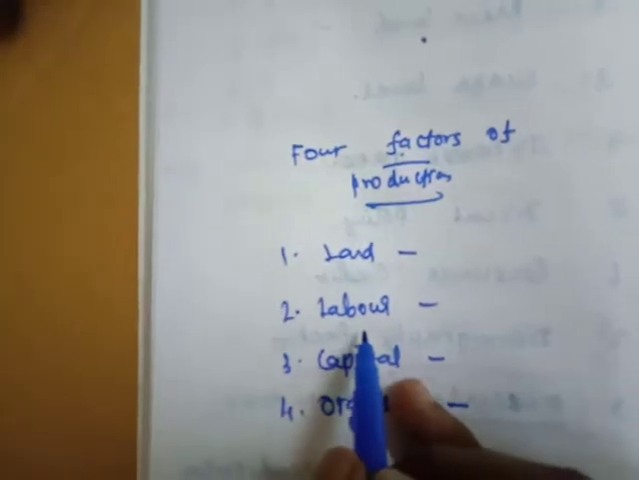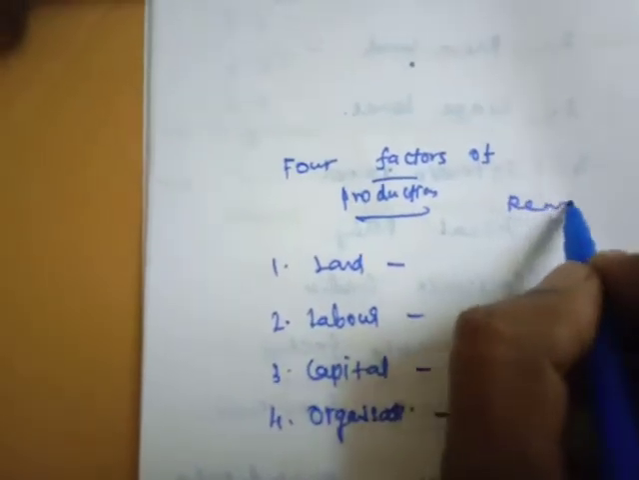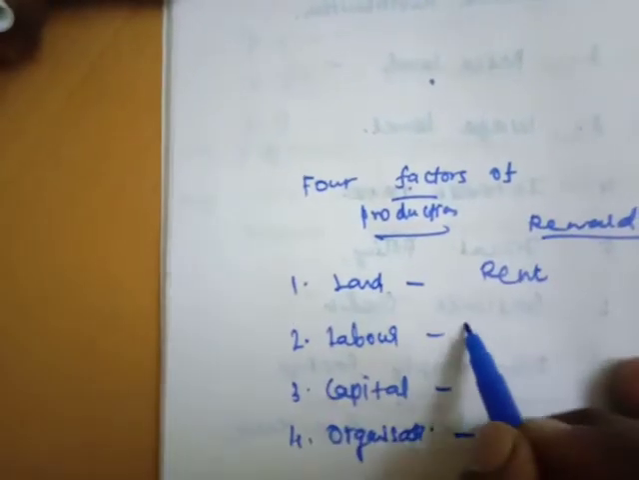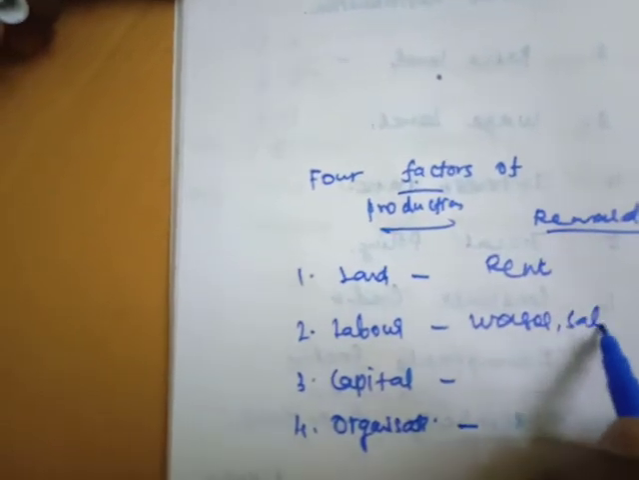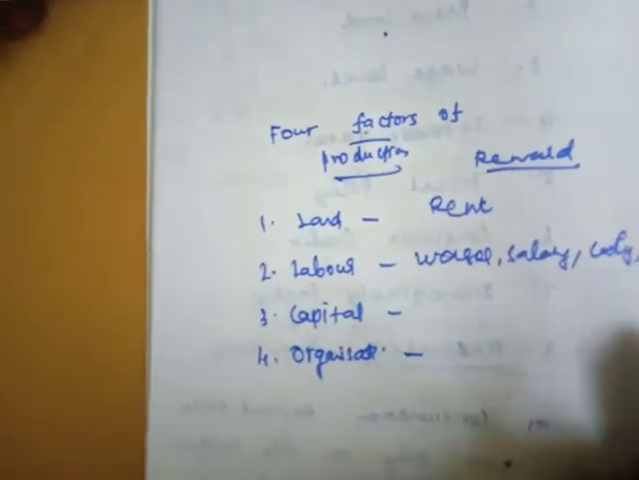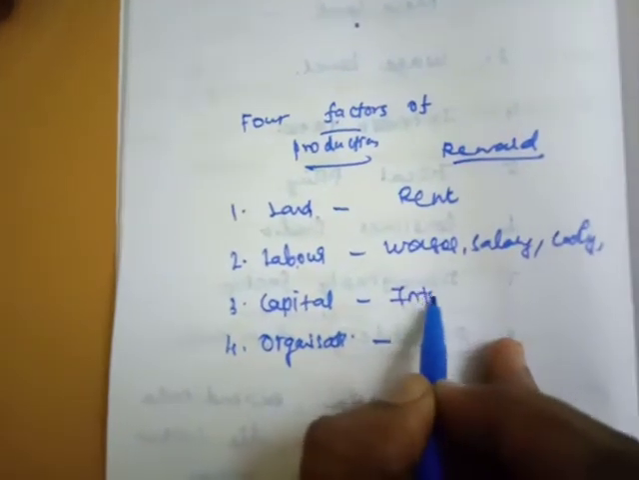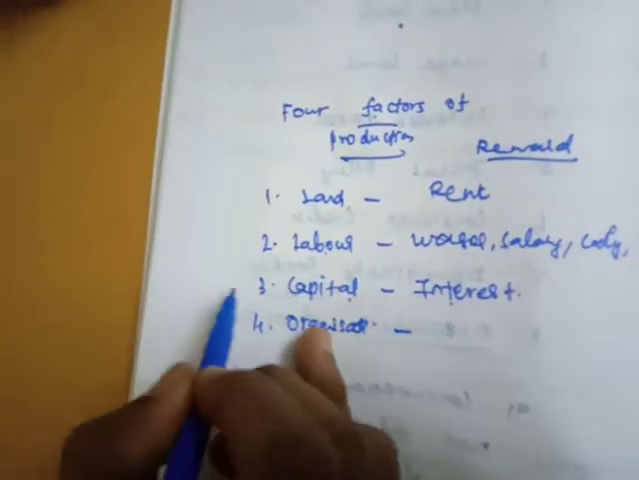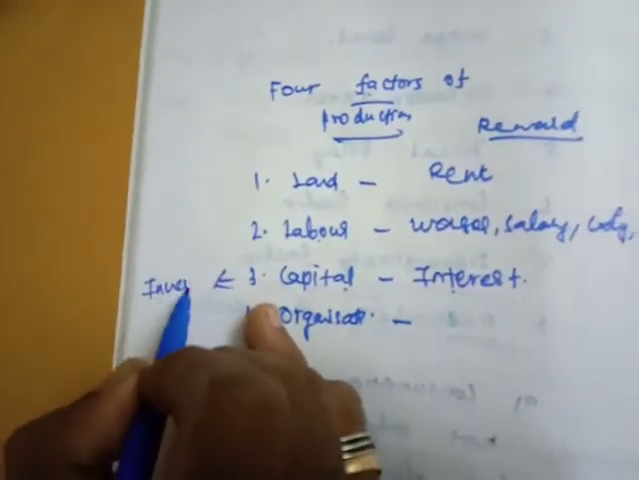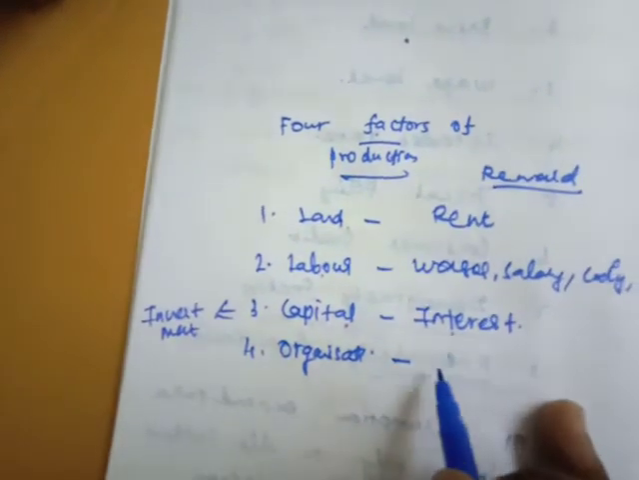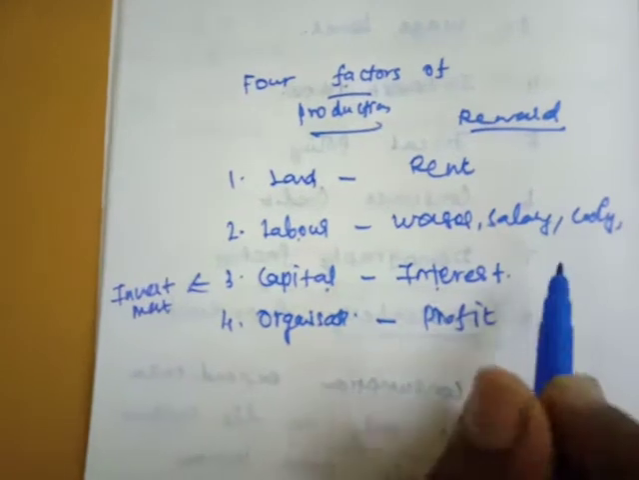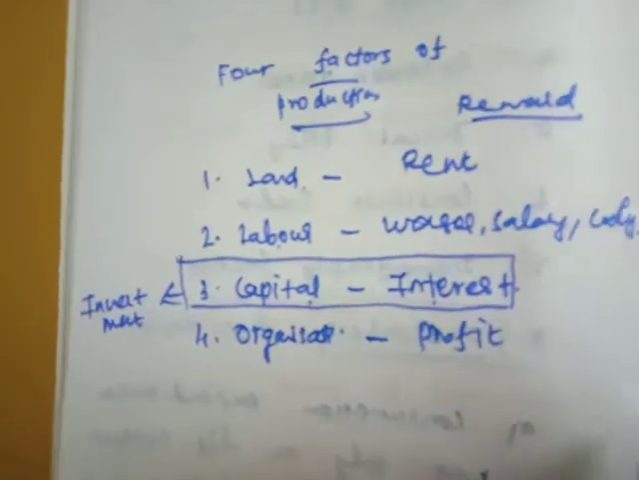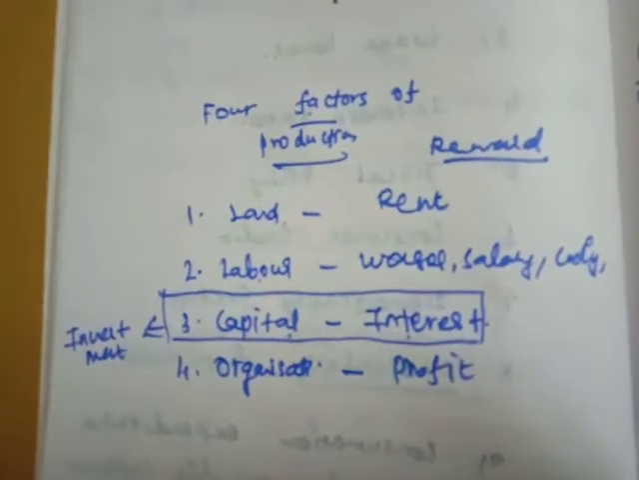These are the factors of production, and we give a reward for each of them. Rent is the reward for land; wages, salary, or coolie is the reward for labor; and for capital we give interest. Interest is the reward for capital, and another name for capital is investment. And profit is the reward for organization. Here, capital or investment refers to the relationship between investment and interest rate.